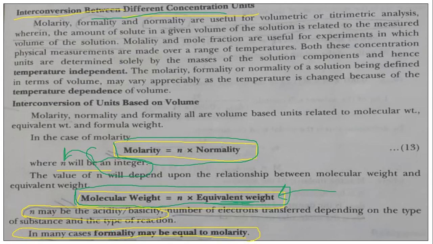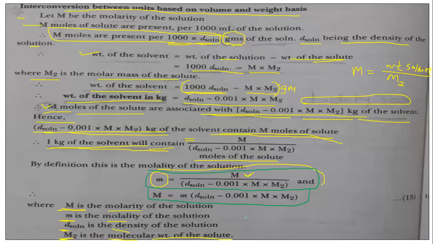Now n may be the acidity and basicity for an acid base. For a redox reaction that term is different; there we consider n as the number of electrons gained or lost. And for complexometric titration, again a different term comes, which we have studied earlier. So these are the conversions: molarity equals n into normality, molecular weight equals n into equivalent weight.